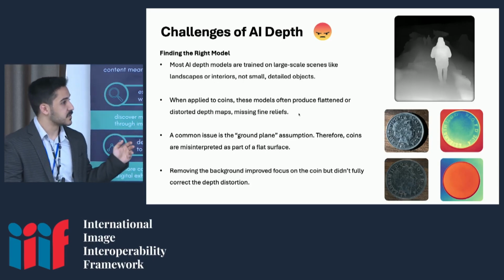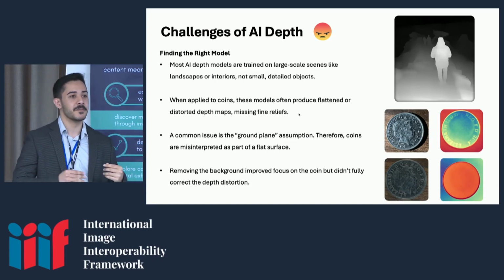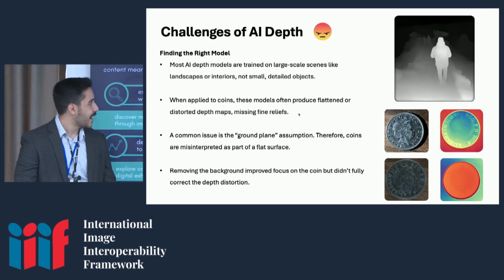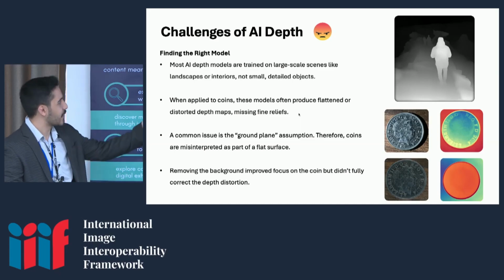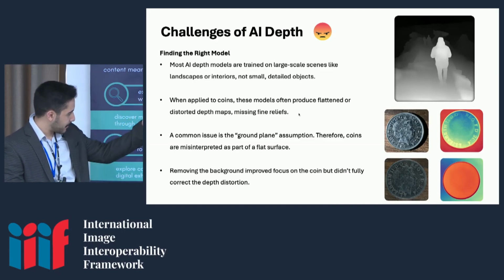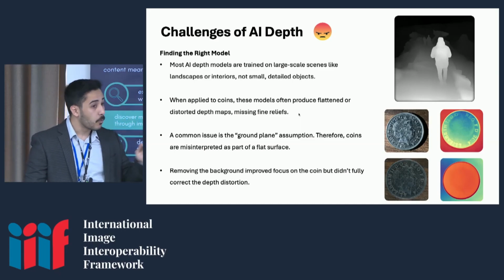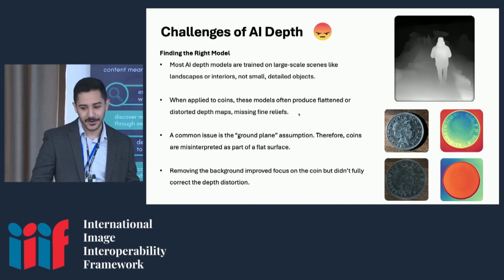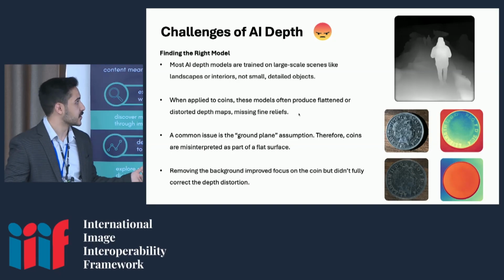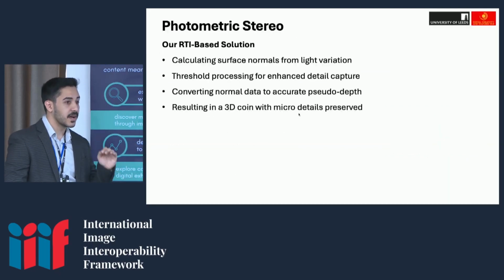Most of these models are trained on landscape photos, so images of exteriors, interiors, and they're not trained on close-ups of images, so mostly images with a horizon line. So when you apply this to an image like our coins here, most of the detail is lost. And even with post-processing, it didn't work, and we thought we need to switch approaches. Luckily, we found a more traditional approach.